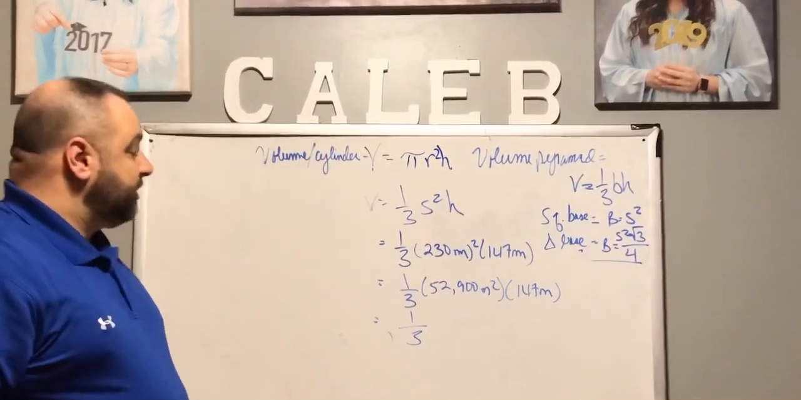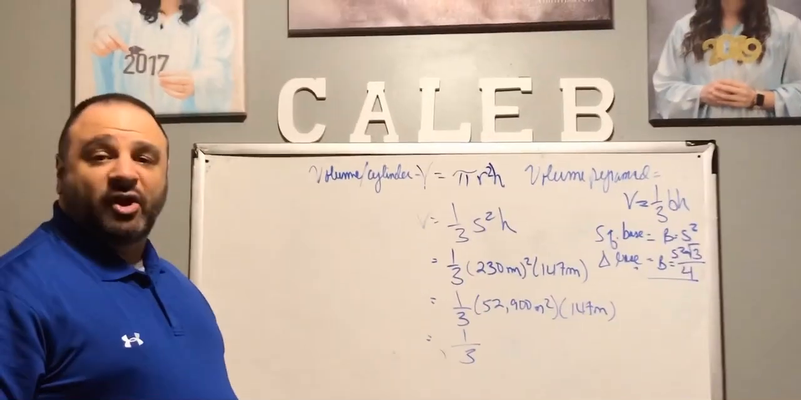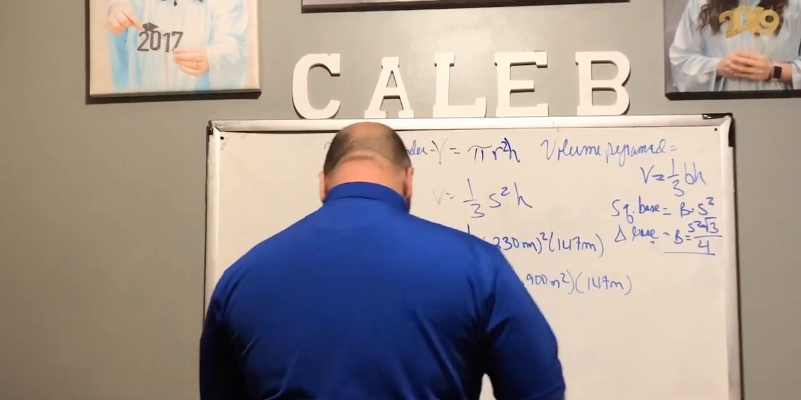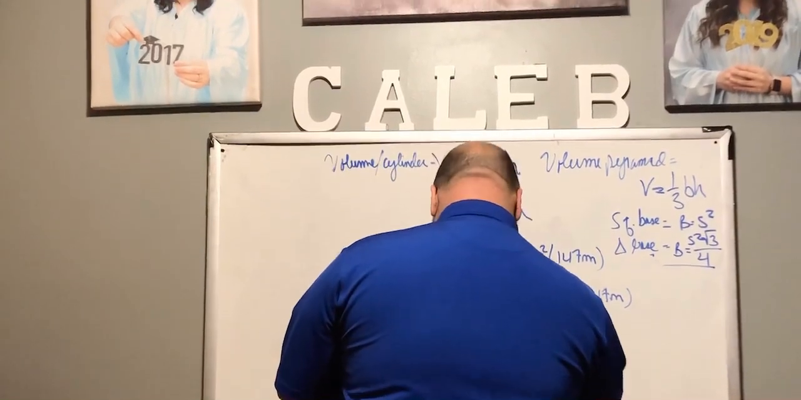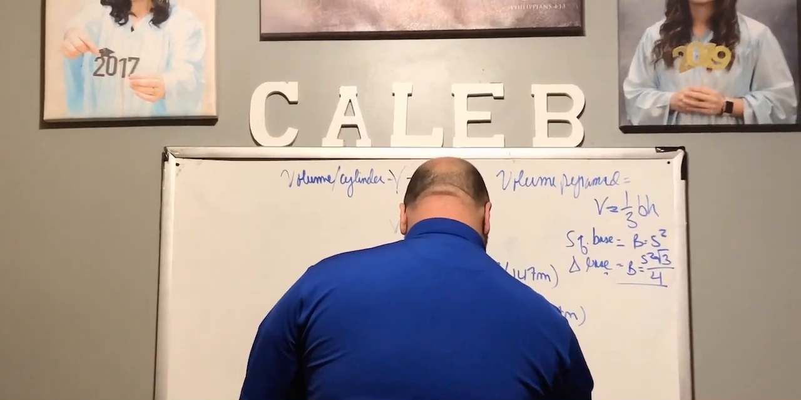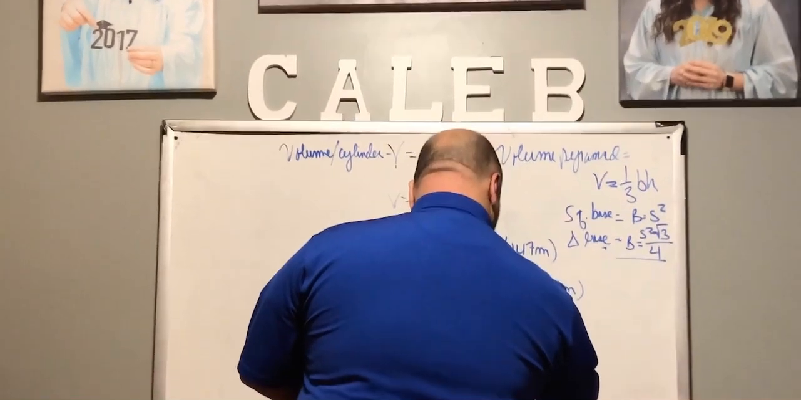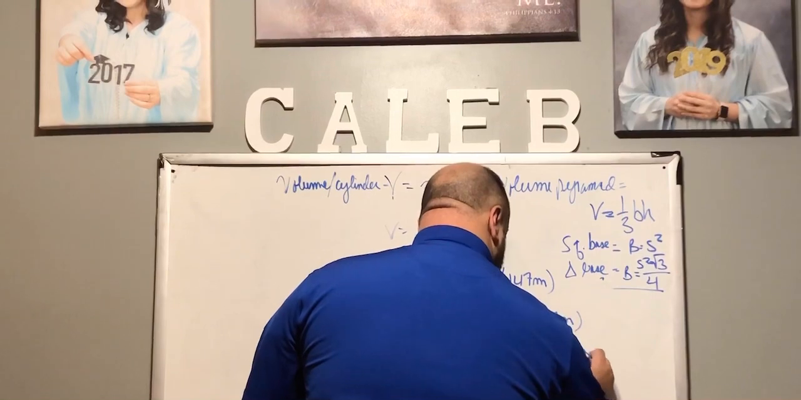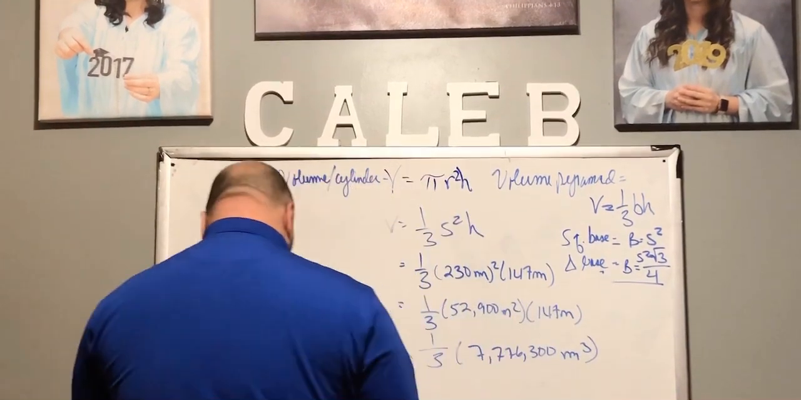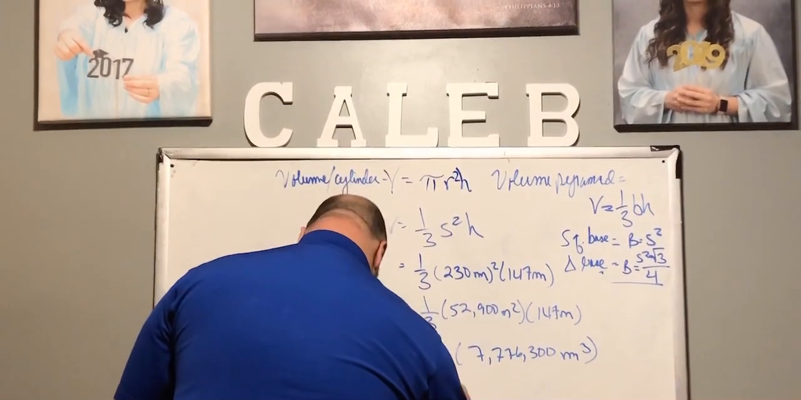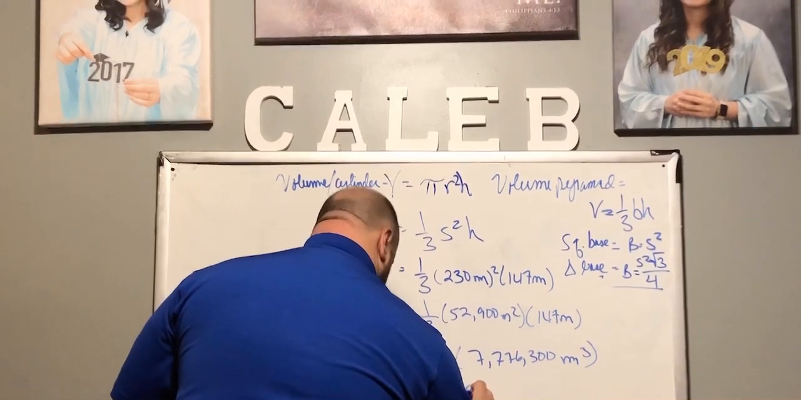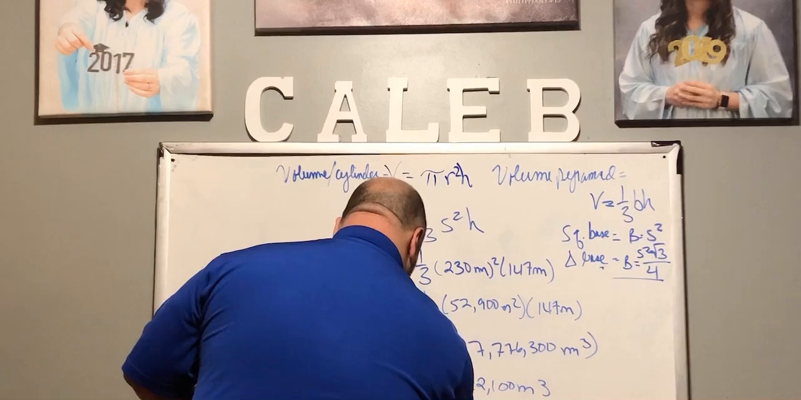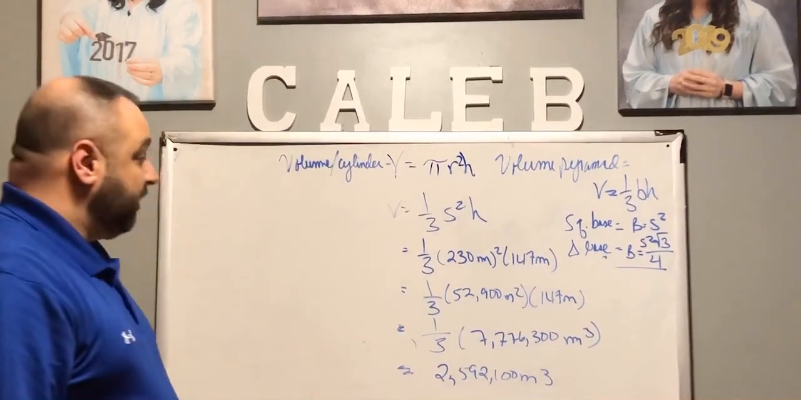Okay, now simply 52,900, get your calculator out, times 147. That's going to give me an answer of 7,776,000,300 meters cubed. Times that by 1/3, and your final answer should be 2,592,100 meters cubed.